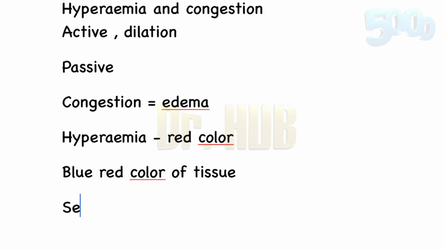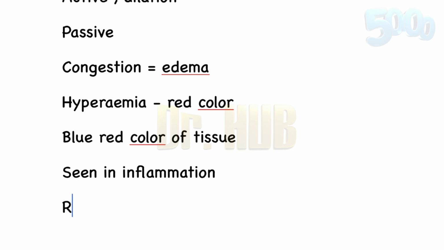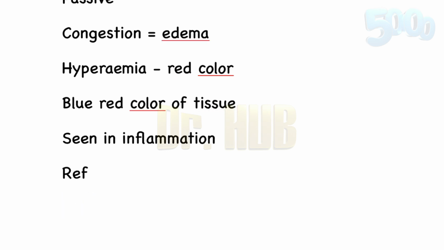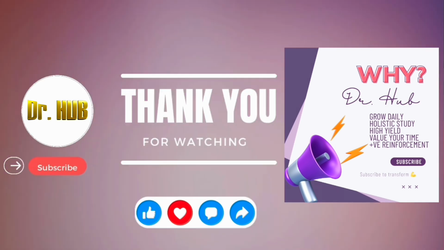Now the hyperemia is seen in case of the inflammation. Now the congestion is seen in case of the right heart failure, and the portal venous obstruction in case of cirrhosis.